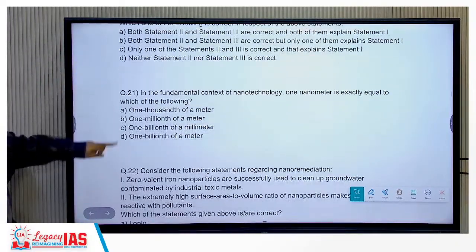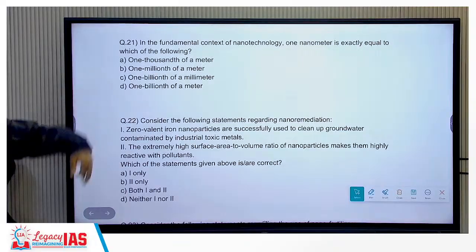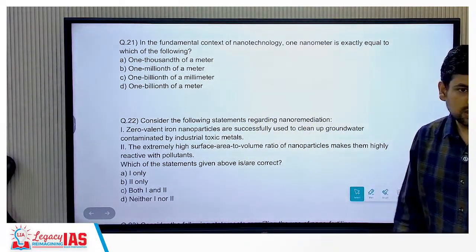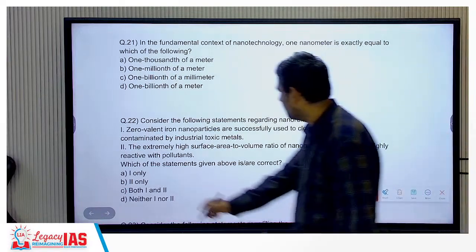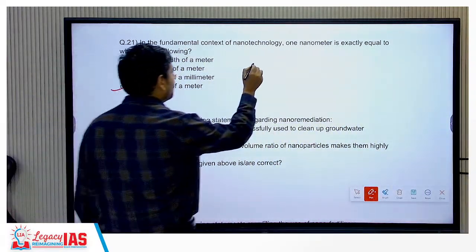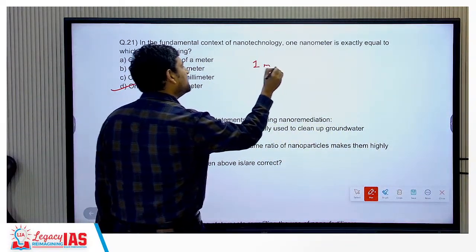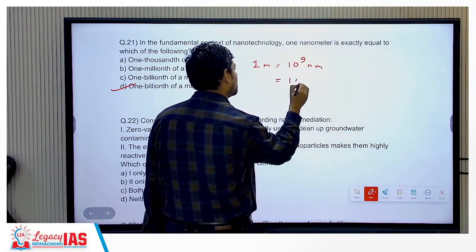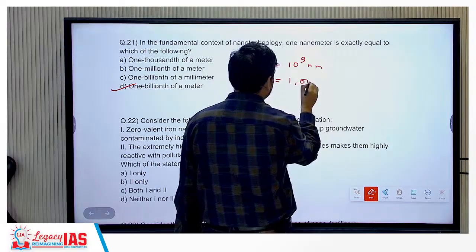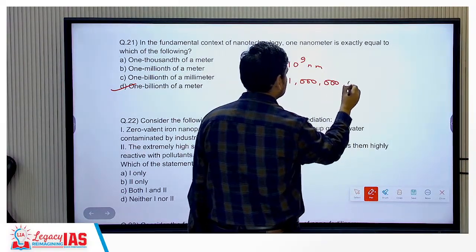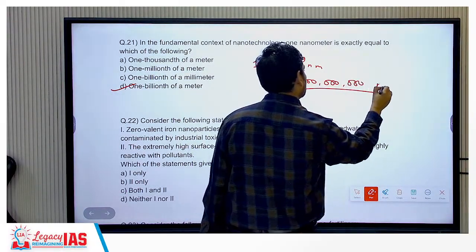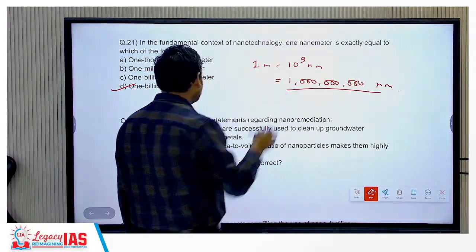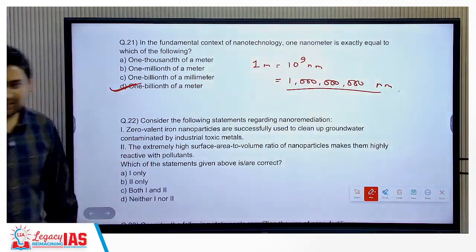Then in the fundamental context of nanotechnology, 1 nanometer is exactly equal to which of the following? 1 meter is equal to 10 to the power 9 nanometer. Write it down if you cannot see. What is this? Ones, tens, 100, 1000, million, billion. Okay, so that's why answer is D.